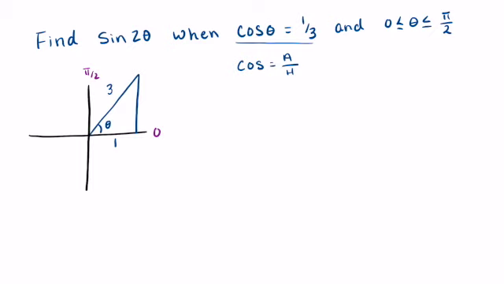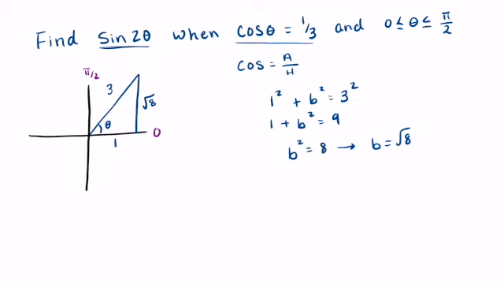Therefore, when we use the Pythagorean theorem, we have 1 squared plus b squared equals 3 squared. So we have 1 plus b squared equals 9, and we get that b squared equals 8, which gives us that b is the square root of 8. And we can leave that as square root of 8. That's not a big deal. That gives us our missing side here. And now that we have all 3 sides, I can use that third side to help me find the double angle of sine.